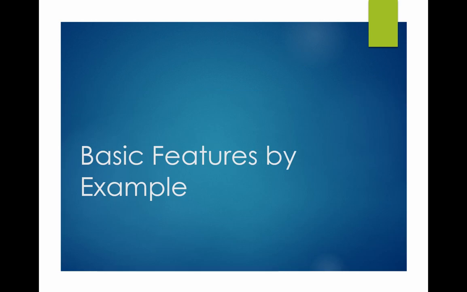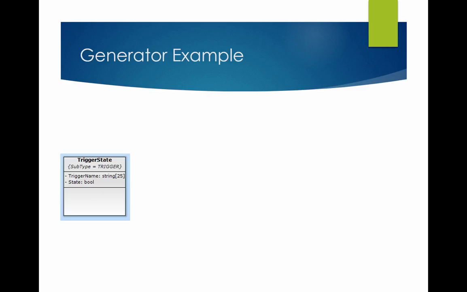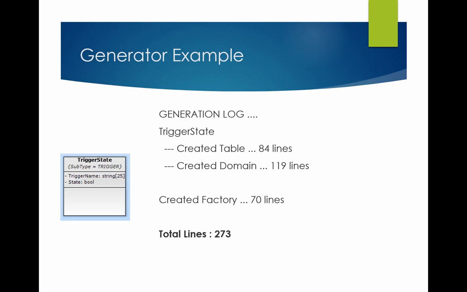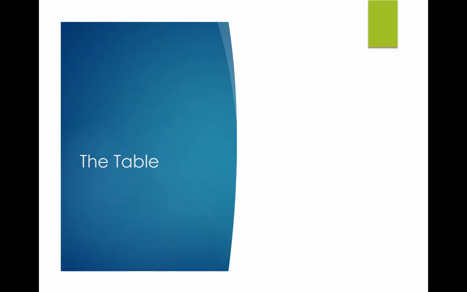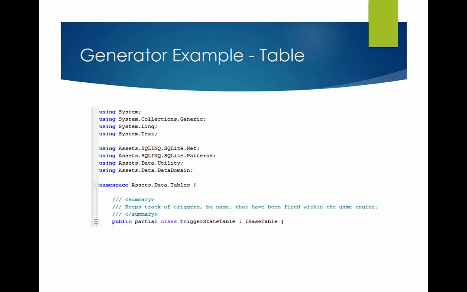So I'm going to go through some basic features by example, and then some more detailed ones later on. So here's the generator example. Given all the functionality, you can imagine how much code might get generated. There's a single class here with 2 attributes, and when I generate it, it generates all this code. And of course you're wondering, well, why is there lots of lines of code? Well, you've seen a whole bunch of functionality, but there's additional things that get generated.